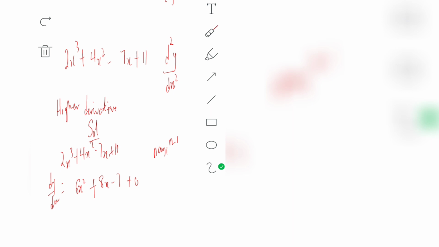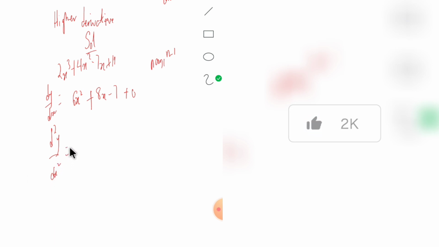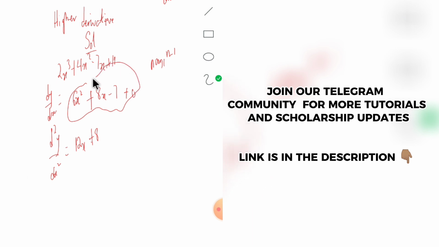Alright, so this is 6x squared plus 8x minus 7. Now, to find d squared y over dx squared, you can basically go straight up to 12x plus 8, and it's going to be the final answer. Now, some of you are asking, how did I do this so fast? I simply differentiated this function. You don't go to the beginning again, differentiate this, and then proceed from here. So this gives me 12x plus 8.